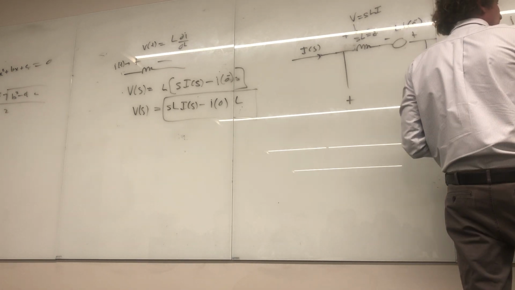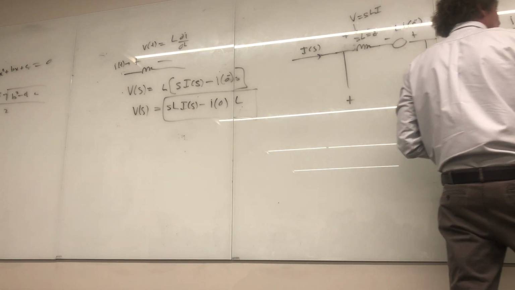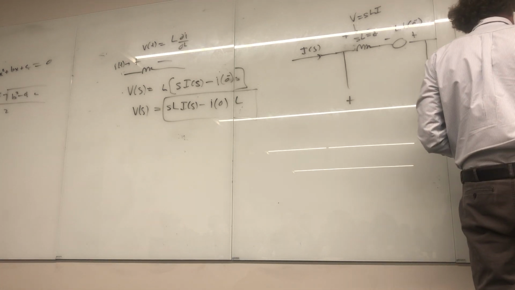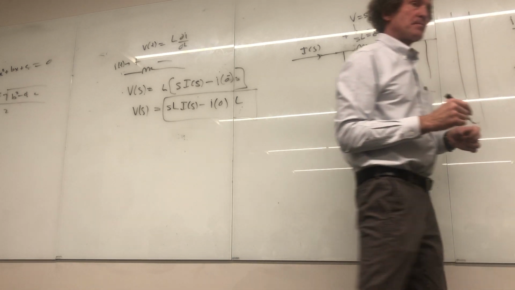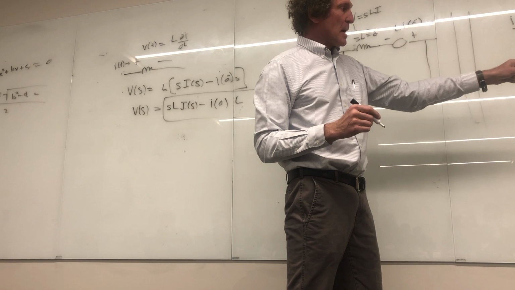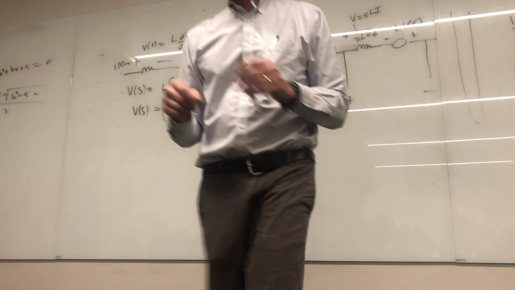So when I find V of s, first thing I have to do is multiply through by C here, so I get sC times V of s minus C times V of 0 is equal to I of s, right? I'm just multiplying through. Then I take that minus C times V naught to the other side.